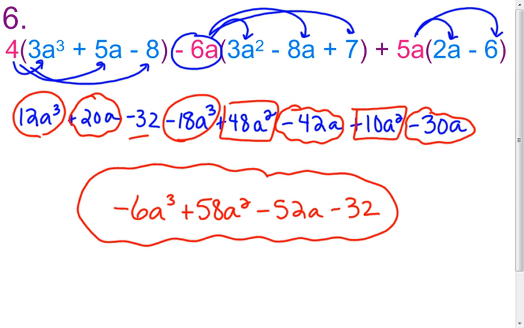This would be a cubic expression, because it's got a degree of 3. It's simply called a polynomial. If it's more than 3 terms, we typically call it a polynomial. It's got 4 terms, so it's a polynomial, but it's a cubic polynomial because it has a degree of 3.